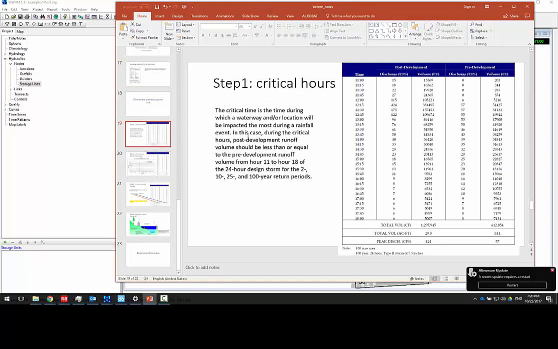In terms of a detention pond, we need to decide the critical hours, which is the hour that the development runoff should be less than or equal to the pre-development volume. Which means during this period of time, there will not be extra runoff generated if we have this detention pond in there. Okay. So usually we will calculate.